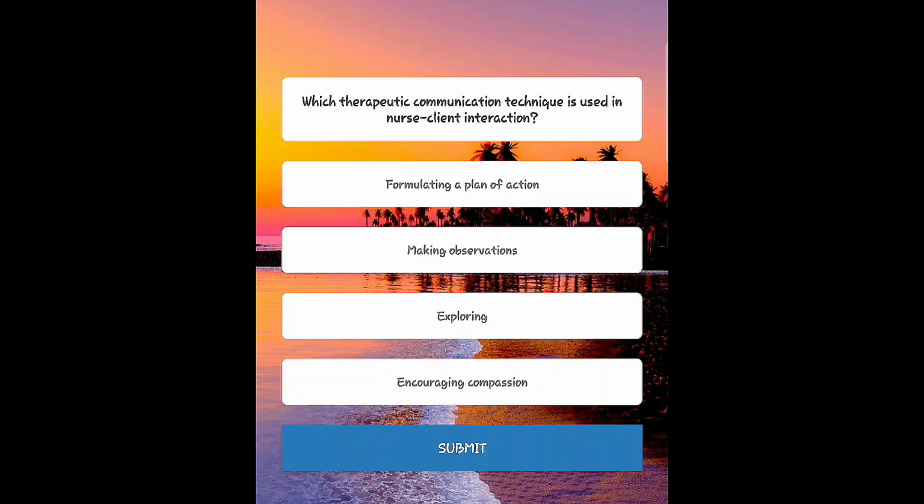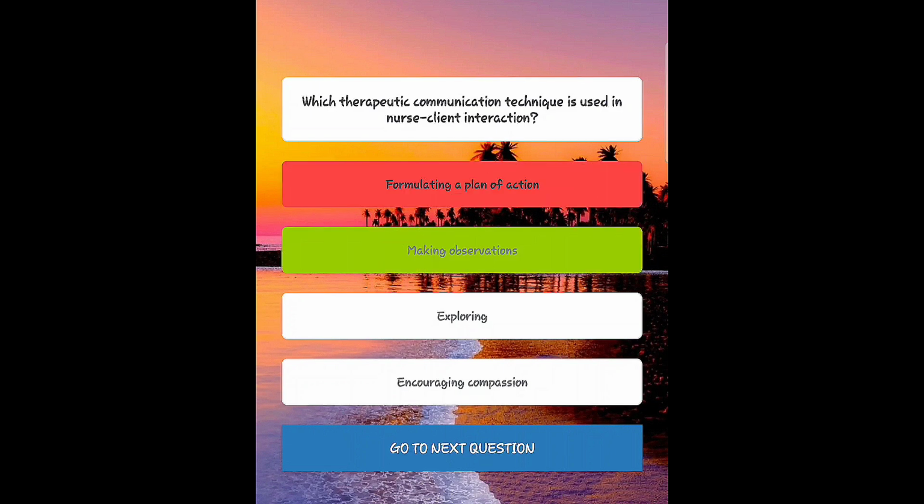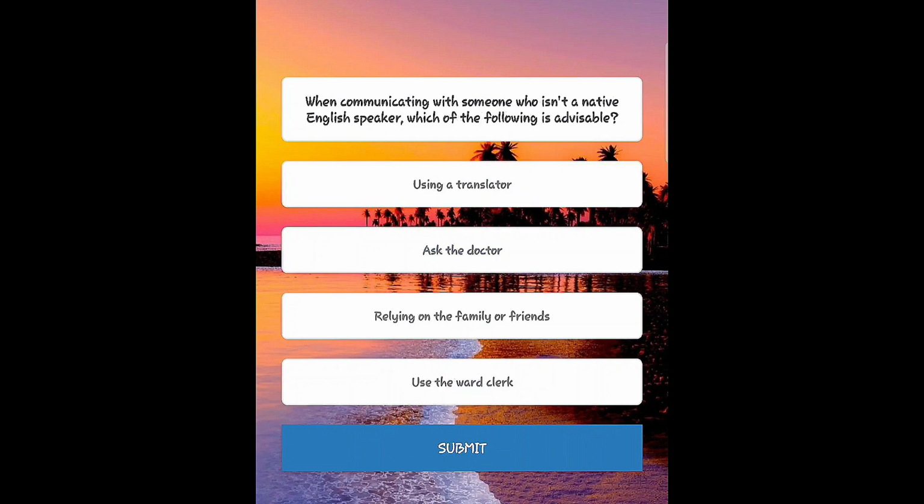Which therapeutic communication technique is used in nurse-client interaction? That should be formulating a plan of action, making observations, okay? Yeah. When communicating with someone who isn't a native English speaker, which of the following is advisable? Using a translator. B, ask doctor, relying on friends or families. D, use the word clerk. That should be relying on friends or families or using a translator.